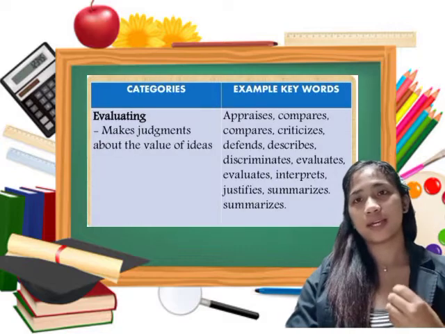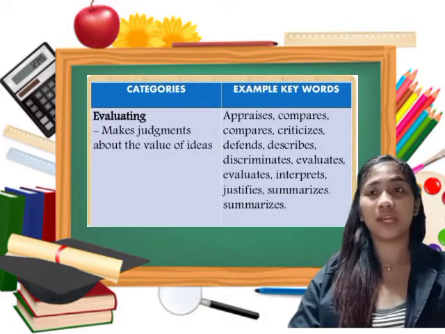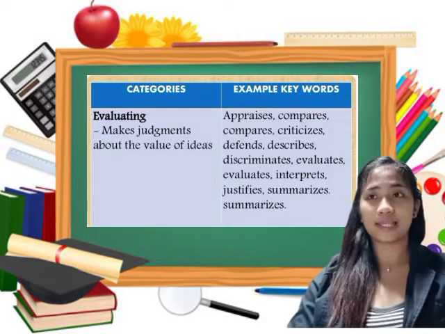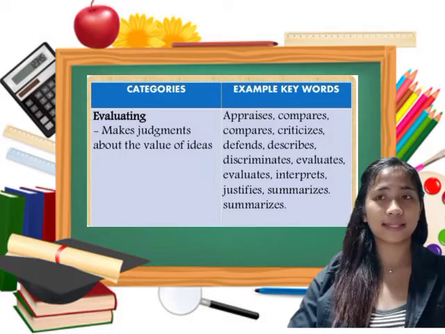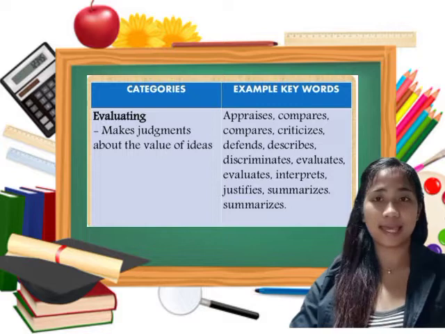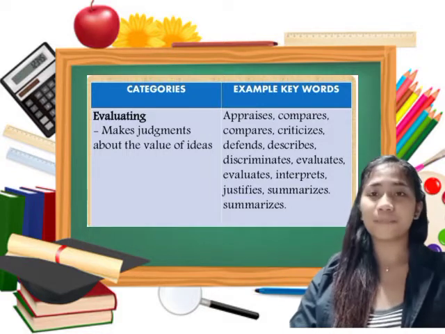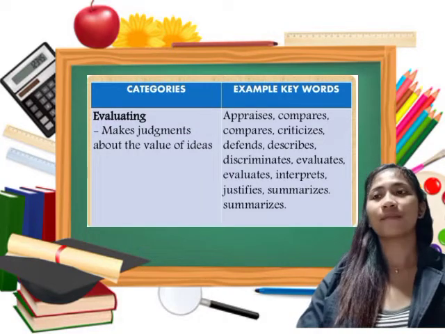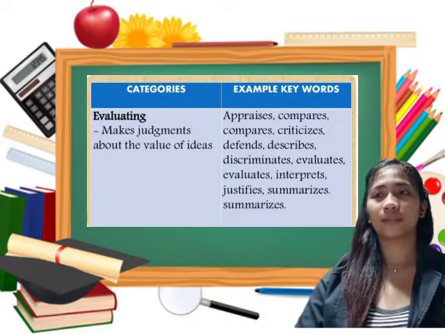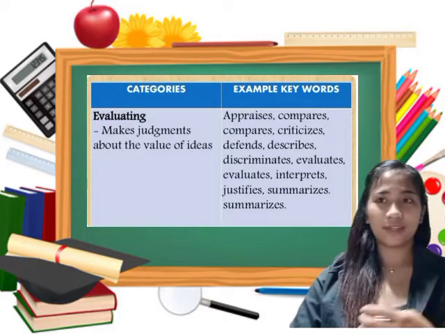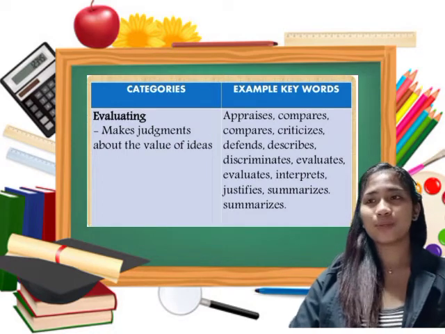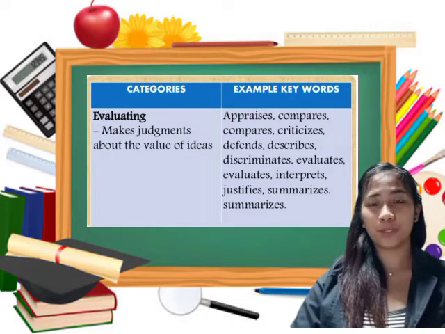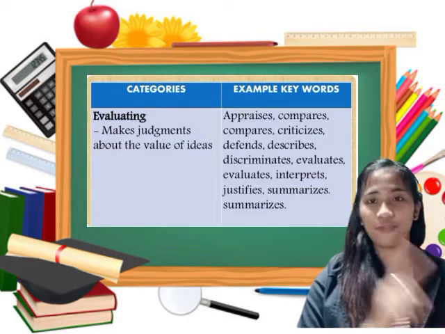The next category is evaluating. Evaluating is to make judgments about the value of ideas or materials. The example keywords for this category are appraises, compares, criticizes, defends, describes, discriminates, evaluates, interprets, justifies, and summarizes. For example, at the end of the discussion, the students will be able to justify the relationship between relation and function.